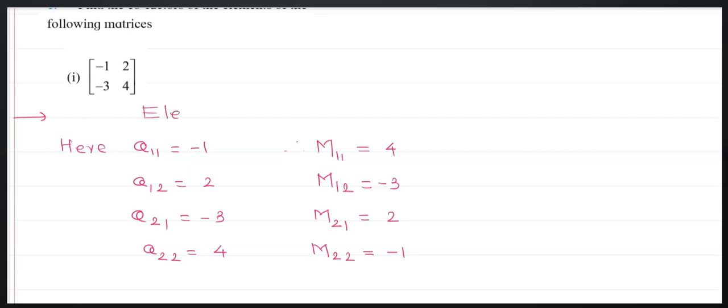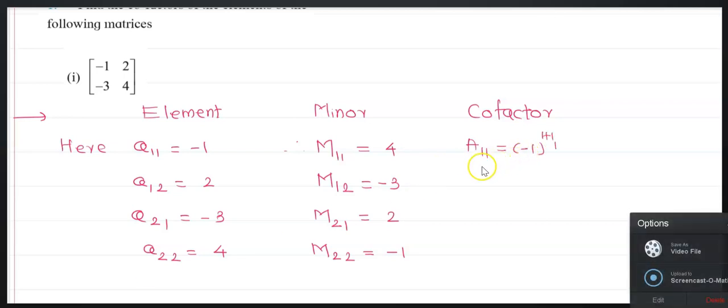These are the minor elements, the minors, and now the cofactor. The cofactor is denoted by capital A ij, that is, A11 is equal to always -1. म्हणजे प्रत्येकदा आपण असं लिहिणार A ij is equal to -1 raised to i plus j into Mij. This is the formula.